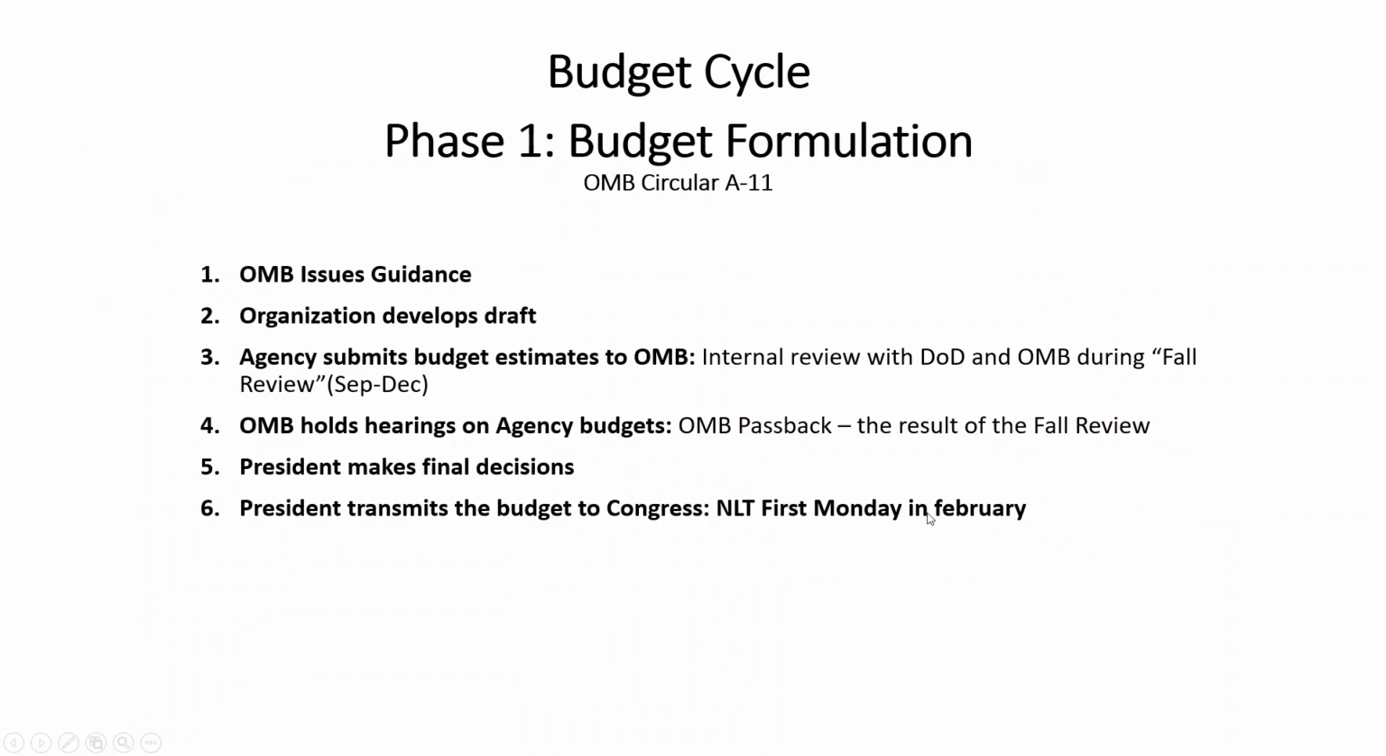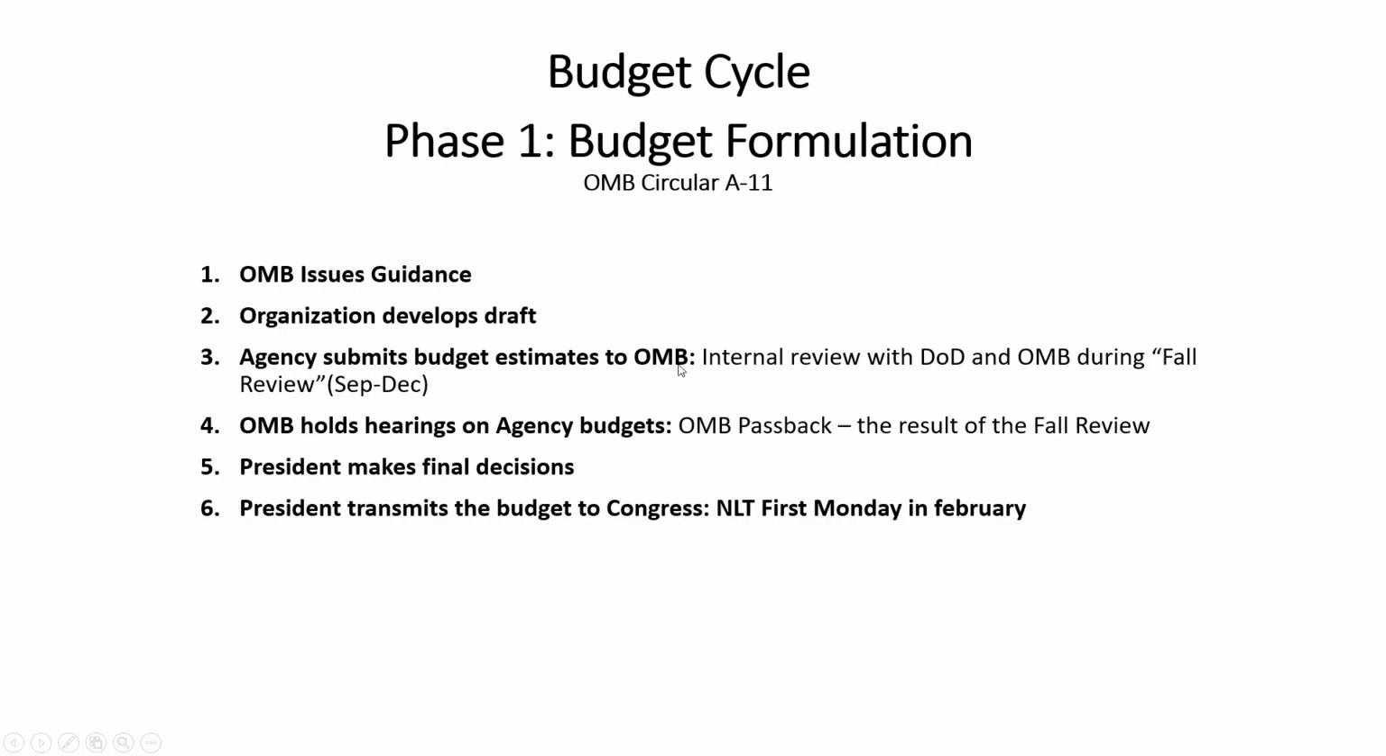All right, so the budget cycle has 3 phases. Phase 1 is the budget formulation. Phase 2, congressional action. Phase 3, budget execution. So within the budget formulation process, the Office of Management and Budget, Circular A-11 is the guidance that's used. So it issues guidance. Organizations begin to develop their budget estimates. Then their estimates are submitted to Office of Management and Budget.